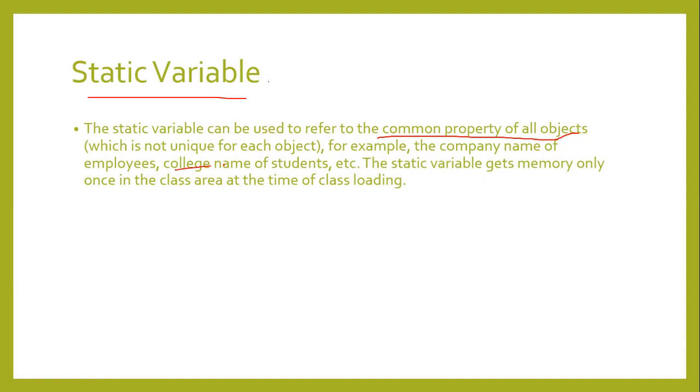Suppose we have a college name. If we have student objects, then all the objects have a similar college name. All the students study in the same college. So therefore, college name becomes a common property for all student objects. In that case, you don't have to explicitly give a college name to each student. Rather, make one college name that is static, which can be accessed by all the student objects.